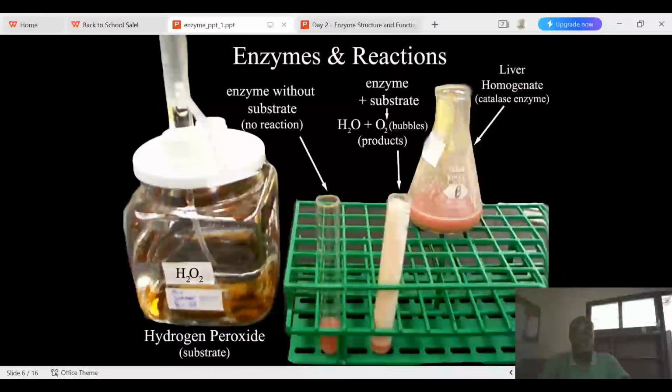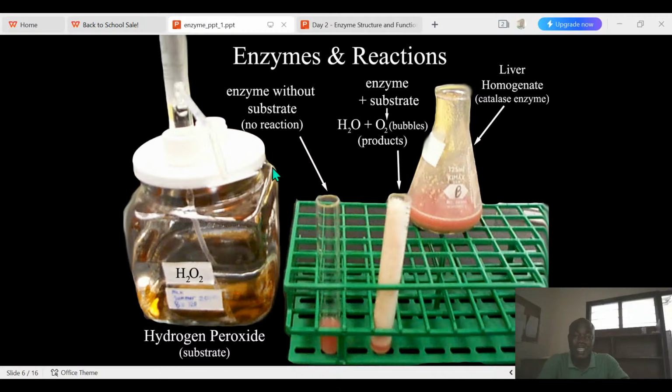Substrates and the products, enzymes and the reaction. Here, without a substrate, this is an enzyme. This is what we usually do in the lab. So you see, enzymes without a substrate means that no reaction. If you have an enzyme and there is no substrate, no reaction will take place.